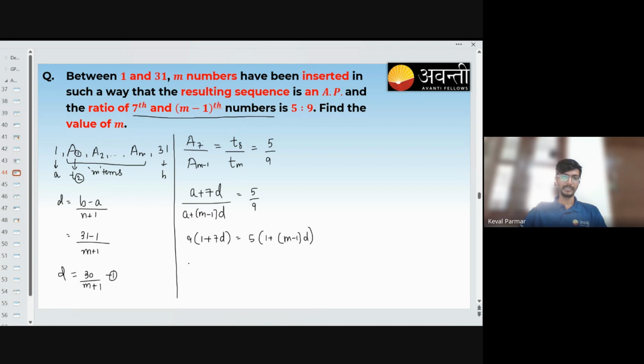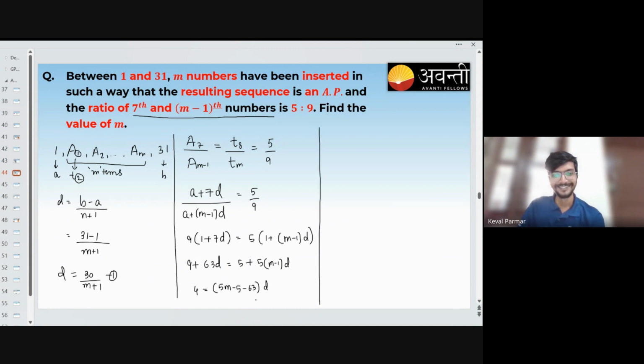So let us multiply. I'll get 9 plus 9 sevens are 63d is equals to 5 plus 5m minus 1 into d. Let's group the d's on one side. So I'll get 9 minus 5, 4 is equals to, I'll take d common. अंदर क्या बचेगा? 5m minus 5 minus 63. I hope I didn't make a mistake, right? 5m minus 5 or either I.